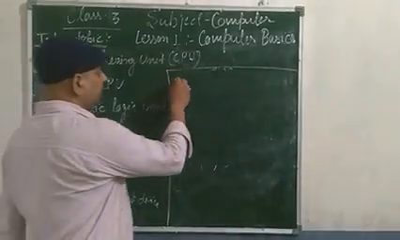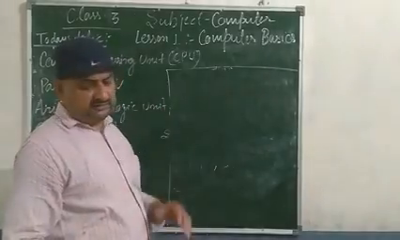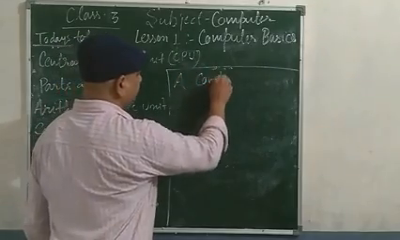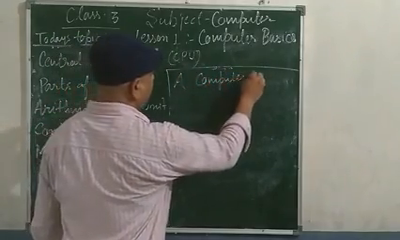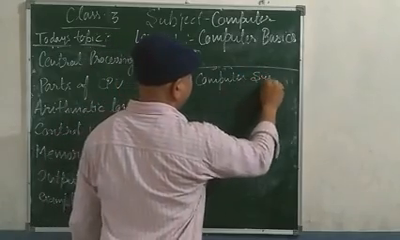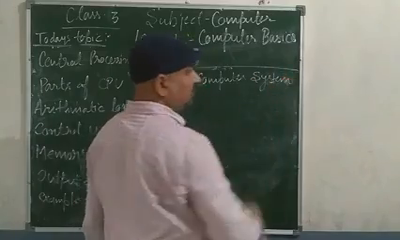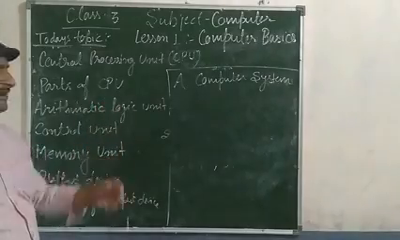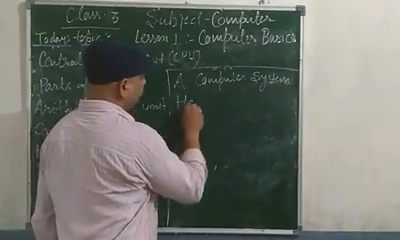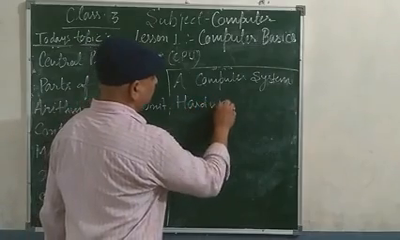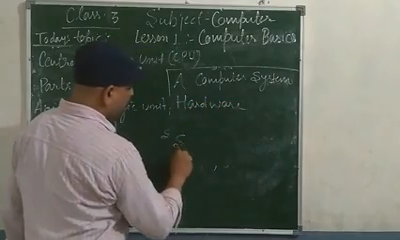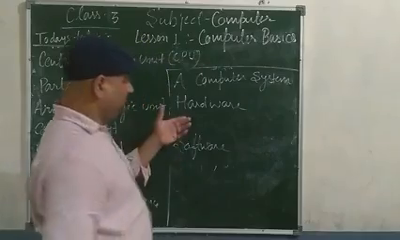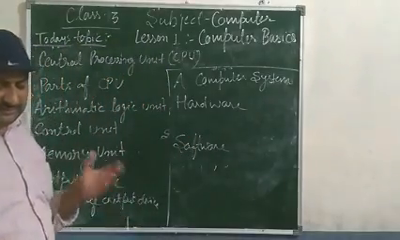Now we have discussed computer system. How is the computer made? A computer is made of two parts: hardware and software. Using these two things we make a computer system.